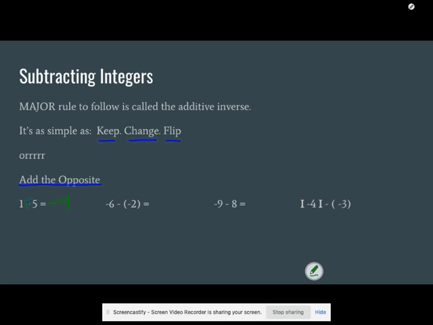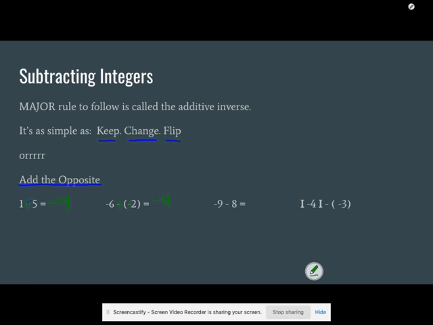All right, so same thing when I move on. I say keep, change, flip. Keep the negative 6, change subtraction to addition, and flip the sign of the second integer. So yes, even though it is negative, I change that to positive. So my new problem is negative 6 plus positive 2, which is negative 4.